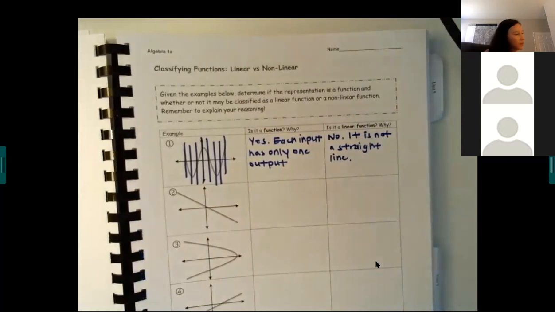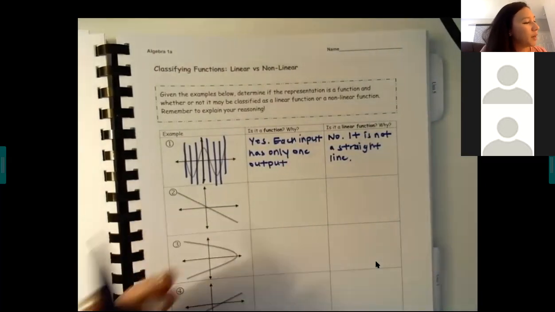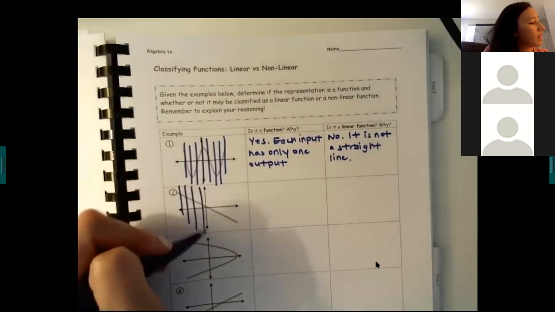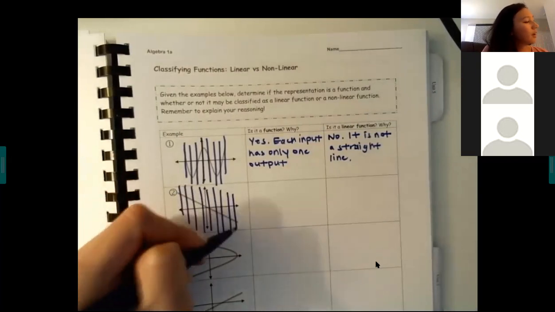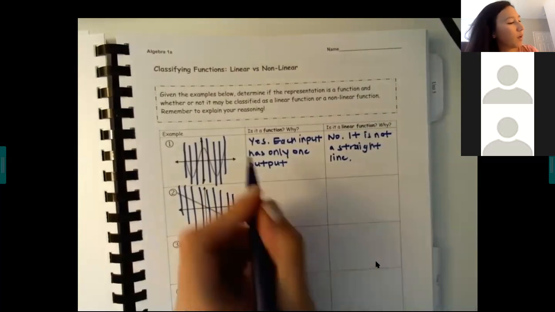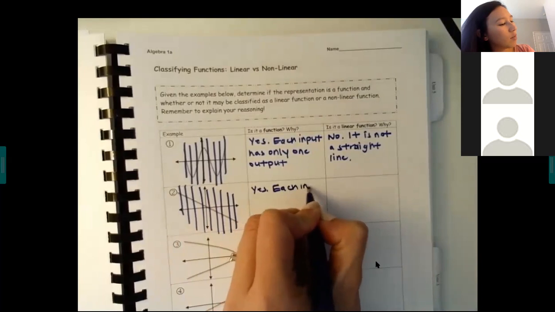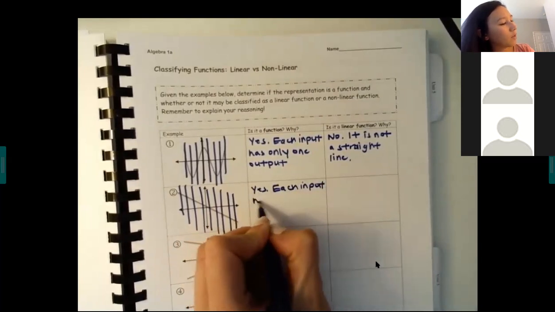Okay, I'll do one more and then I'm going to have you guys help me out. So number 2, is it a function? Well, we use our vertical line test to check. Nowhere does it cross more than once, so yes, it is a function. Each input has only one output.